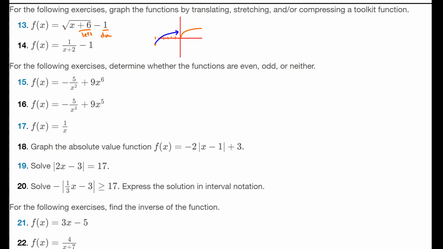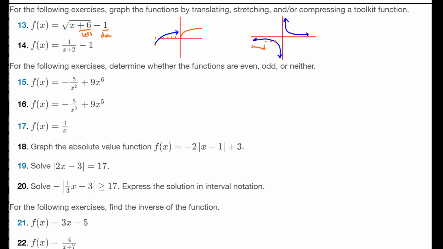Now, if we do 1 over x plus 2, minus 1, what we can do in this case is we can start with the graph of 1 over x. And the graph of 1 over x looks a little bit like this. And now what we're going to do is we're going to shift it to the left 2 and subtract 1. So we have a point here at -1, -1. So this is going to be shifted over 2, and it's going to be shifted down 1.